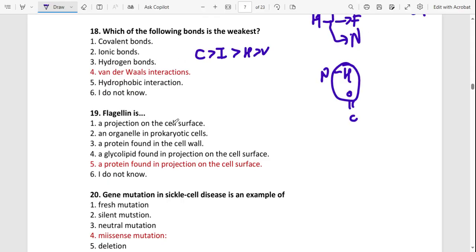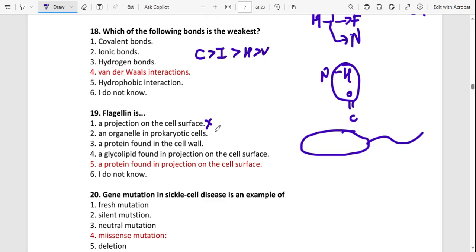Flagellin is a projection on the cell surface. Now, bacteria have got flagella, right? The protein that makes up flagella is flagellin. So a projection on the cell surface is flagella, not flagellin. Flagellin is a protein that is part of the flagella.